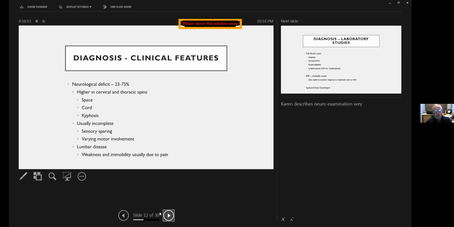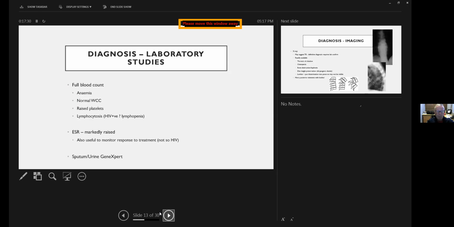Now, this neurology is usually incomplete. There is significant sensory sparing. So you may well find that the presentation is of motor involvement predominantly, of varying degree, with sensory sparing. Then with lumbar disease, the weakness and immobility is because, remember, the lumbar spine is lordotic, not kyphotic. So it's most often that the weakness that the patient complains of at presentation is due to pain rather than due to neurological compression.